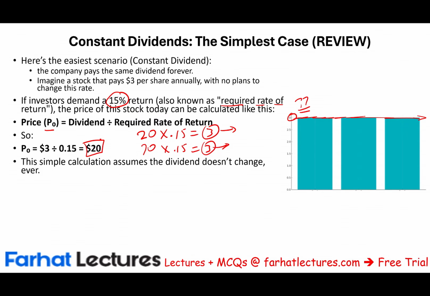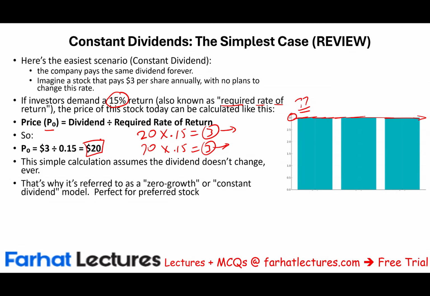So this is what we mean by earning 15%, because you want to earn 15%. Every year you will get 15%. Your rate of return is 15%. This is called zero growth or constant dividend. So this is how we value a stock, having a constant dividend, which is $3, or it's called zero growth stocks. As I mentioned, it's perfect for preferred stock.